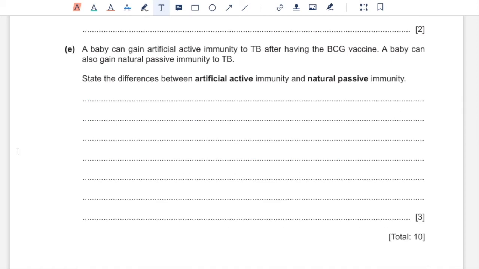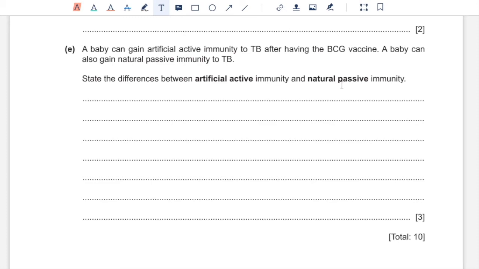A baby can gain artificial active immunity to TB after having the BCG vaccine. A baby can also gain natural passive immunity to TB. State the differences between artificial active immunity and natural passive immunity. So, artificial active immunity would be achieved by a vaccine that would stimulate an immune response, resulting in the production of memory cells that would provide longer term immunity.